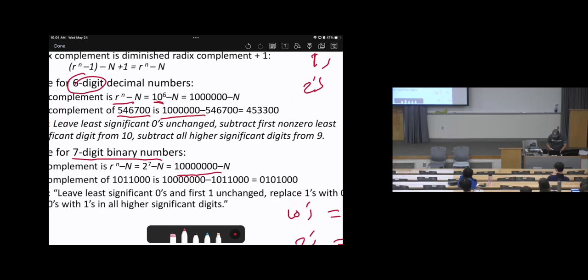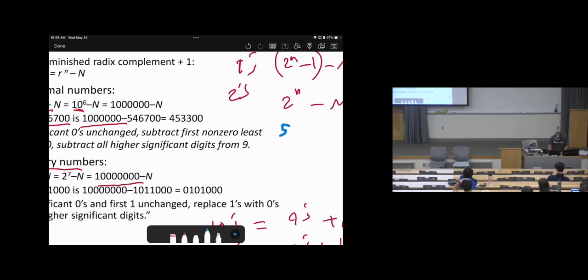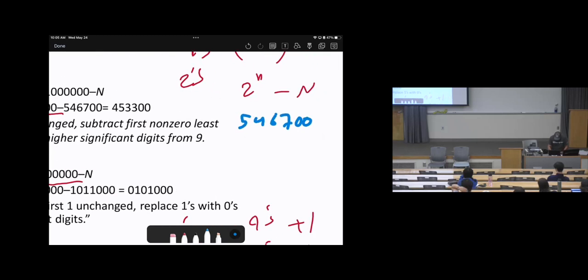Let's try to apply this. Will I get the same answer? Let me try it here. I'm going to write the number again here: 54670. Now try to subtract each digit from 9. 9 minus 0, 9. 9 minus 7, 2. 9 minus 6, 3. 9 minus 4, 5. 9 minus 5, 4. This is the 9's complement. Then add 1.